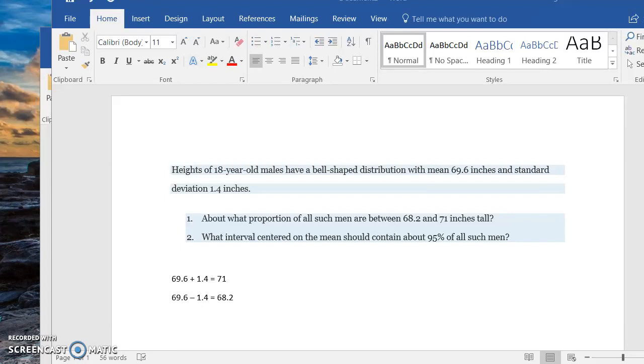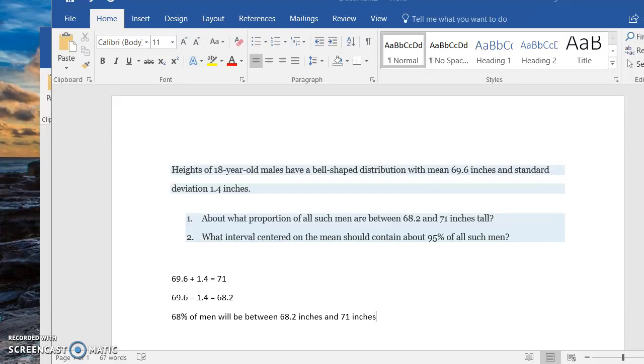68.2 and 71 inches tall. Between those values are one standard deviation away from the mean. So if we look at our empirical rule, 68% of men will be between 68.2 inches and 71 inches.